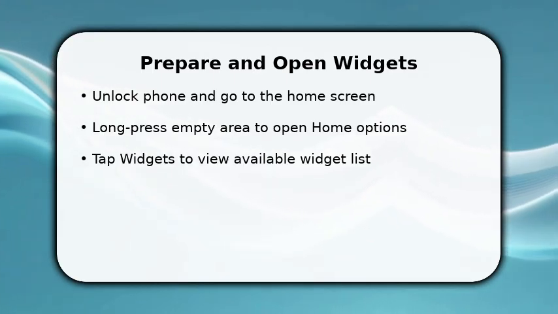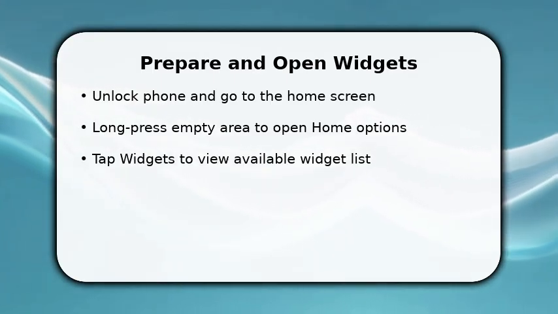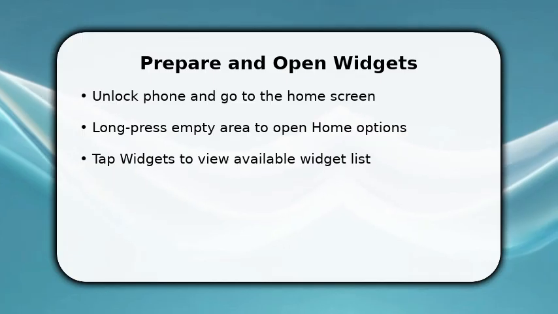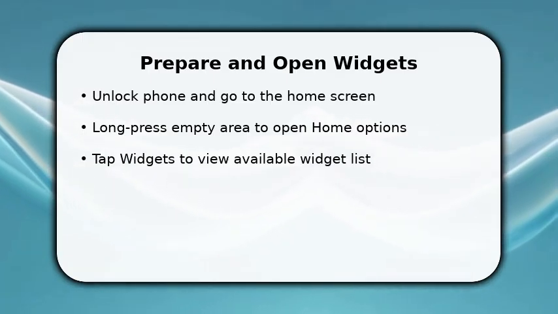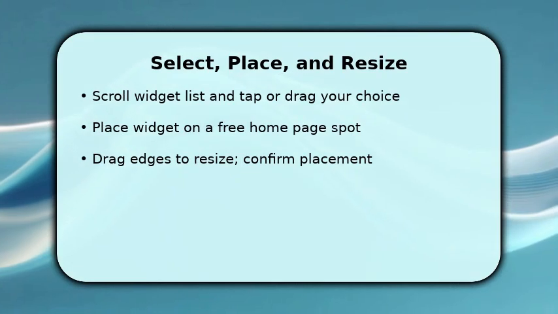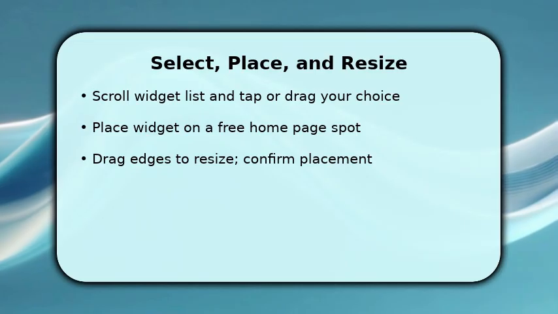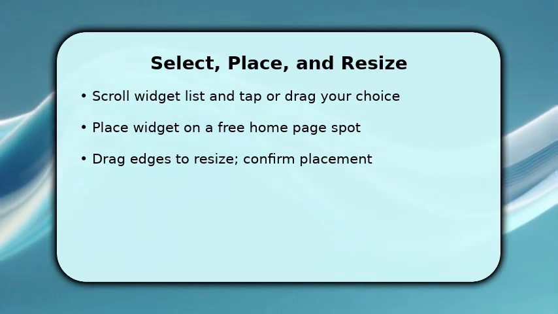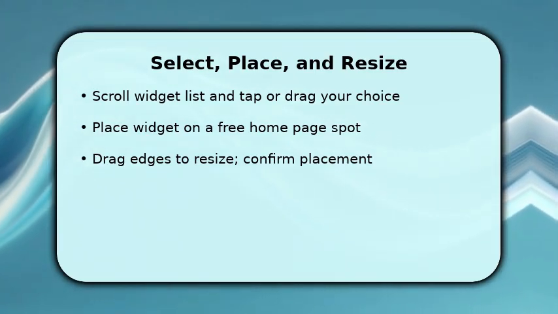If you don't see widgets, make sure home screen settings aren't locked and that a custom launcher isn't overriding default behavior. This gets you into the selection view quickly. You now pick the widget you want by scrolling the list and either tapping it or holding and dragging it onto the home screen. Once on the page, position it in a free grid cell.